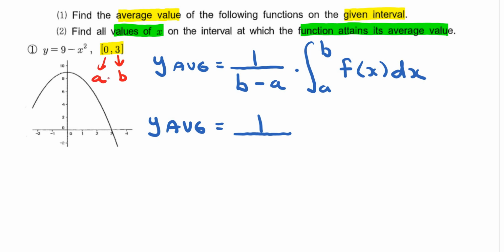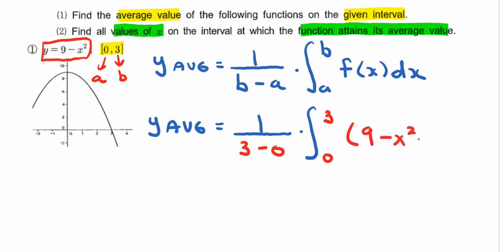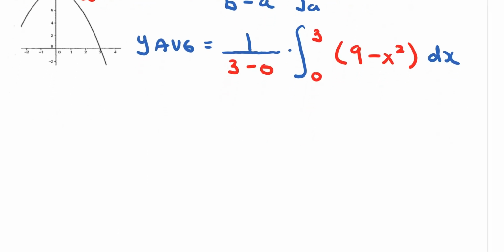So if I do b minus a, I get 3 minus 0. And then I go from the integral from 0 to 3. My function here is the quadratic, which is 9 minus x squared. So I'll put a bracket here and put in 9 minus x squared. I'm integrating this with respect to x, so I need a dx there. Okay, so there is how we input the upper and lower bounds and the function correctly into the average value formula. And now we just need to calculate this.